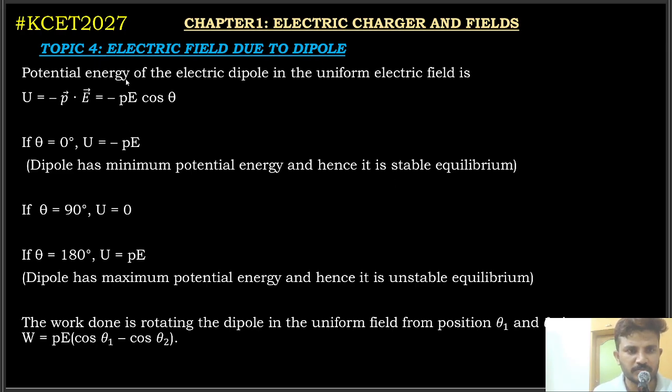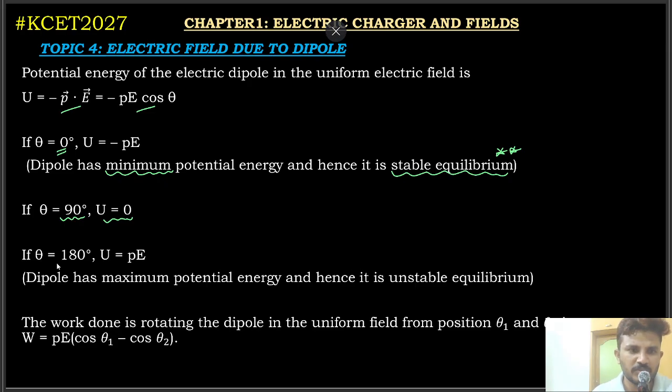See, here it is given. Potential energy, minus PE cos theta, can be written as minus P dot E. This is the potential energy of the dipole in the uniform electric field. If theta is 0, then cos 0 is 1, and the potential energy will be minimum. If theta is 90 degrees, the potential energy will be 0. Okay. So if theta is equal to 0, potential energy is minimum. This is called stable equilibrium. Do remember, this is very important.